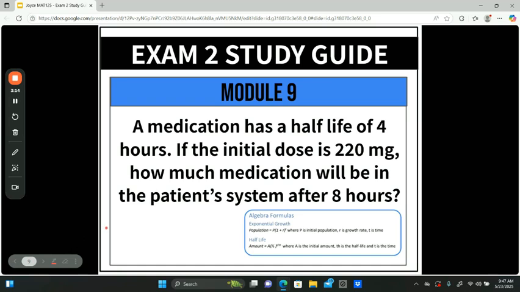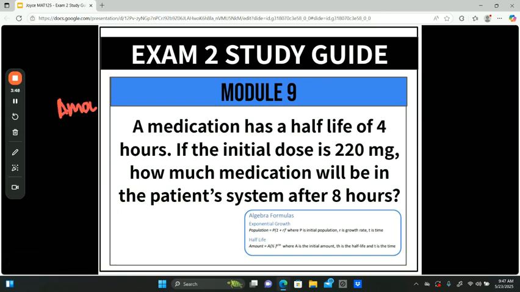Alright, a medication has a half-life of 4 hours. If the initial dose is 220 milligrams, how much medication will be in the patient's system after 8 hours? Okay, so I've included the formulas for you guys down here. The formulas will be on your formula chart, so feel free to make use of them here. Get used to using them as you'll have access to them on your exam. So I'm going to write out the one that we're going to be using, and it's called the half-life formula. I'm going to write it up here.